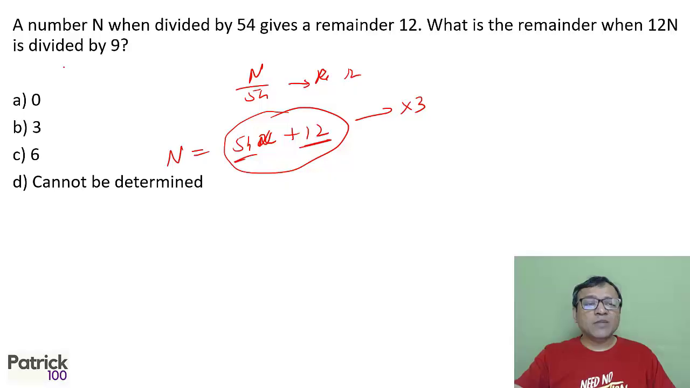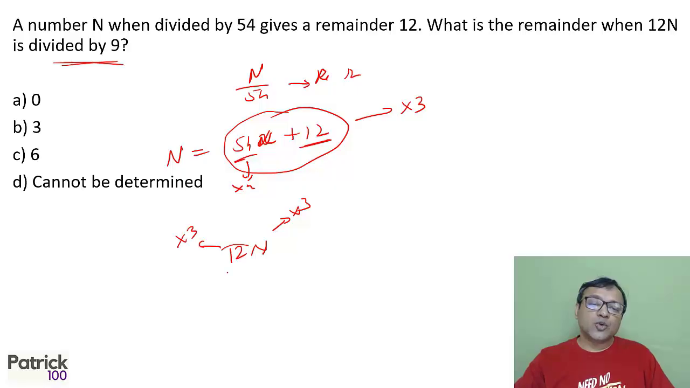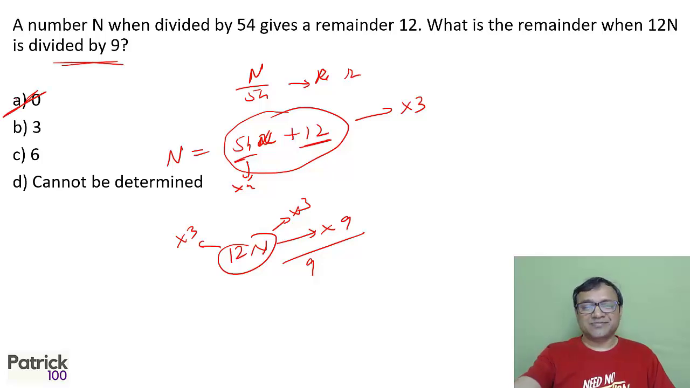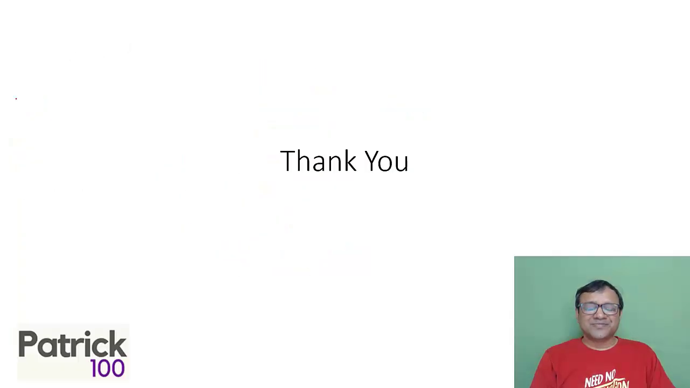Why am I taking multiple of 3? Because we are dividing by 9. It's not a multiple of 9, because 54 is a multiple of 9 but 12 is not a multiple of 9. So 12n, n is a multiple of 3, 12 is a multiple of 3. So 12n will be a multiple of 9. So if you divide by 9, the remainder will be 0, A option. N is a multiple of 3, 12 is a multiple of 3. When you multiply, it becomes a multiple of 9. So if you divide by 9, the remainder will be 0. Thank you.